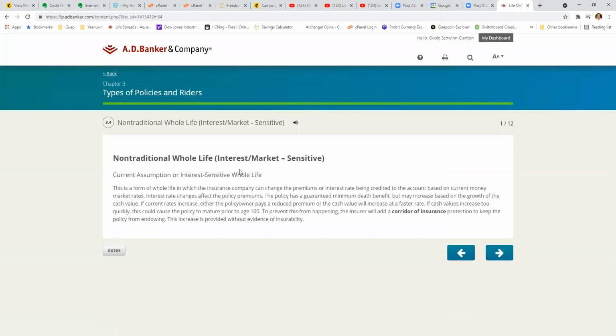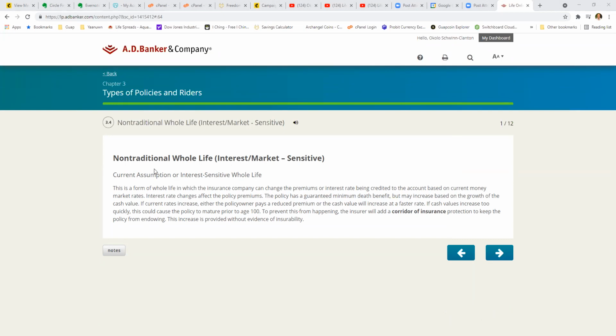Non-traditional whole life, interest market sensitive. What is this? Current assumptions or interest sensitive whole life. This is a form of whole life in which the insurance company can change the premiums or interest rate being credited to the account based on current money market rates. Interest rate changes affect the policy premiums. The policy has a guaranteed minimum death benefit, but may increase based on the growth of the cash value.